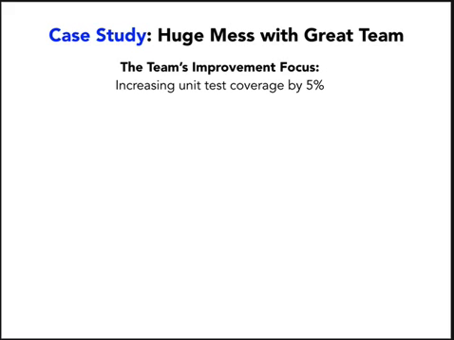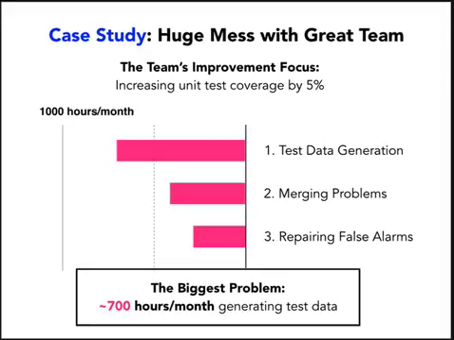So there were tons of problems to solve, and the team wasn't really sure what to focus on. So they set a goal to raise unit test coverage by 5%. And then we started adding up all the problems across the team, and these guys were spending almost 700 hours a month generating test data to support whatever task they were working on. But oddly, in all the retrospective meetings they had, this problem didn't even come up. Like, people just considered it part of the normal work, and so they didn't think about it.